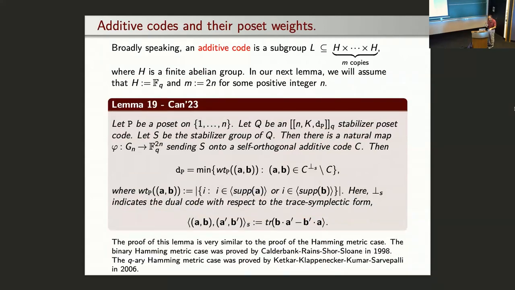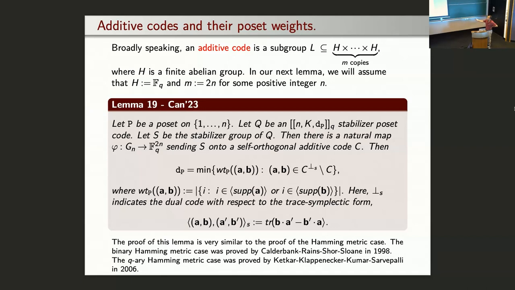Then there is an important result due to Calderbank, Shor, Sloane, and Rains. They basically, in the binary case, found a relationship between quantum stabilizer codes and additive codes. Additive codes are not necessarily linear codes, but they behave almost like linear codes.